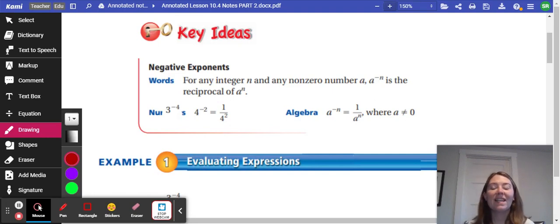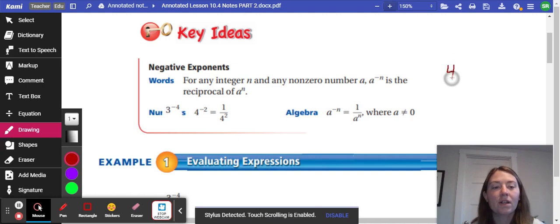Negative exponents: for any integer n and any non-zero number a, a to the power of negative n is the reciprocal of a to the power of n. Okay, so let's look at an example of this with some numbers.